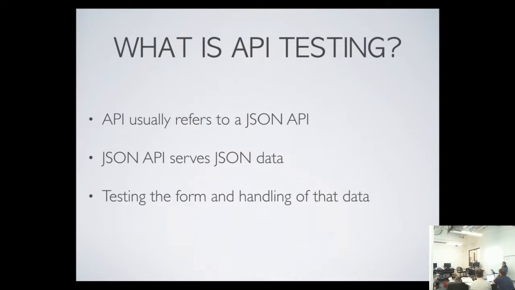So what is API testing? In web development, API is usually broadly referring to a JSON API, right? A JSON API is really just a server that is serving JSON data. So when we're trying to test an API, what we're really trying to test is the form of the data and how that data is handled throughout the application. So that's our starting point. We're trying to figure out, okay, what's the data doing? How should it look? How is it communicated? How is it persisted in the database? And making sure that those connections are the way they should be.